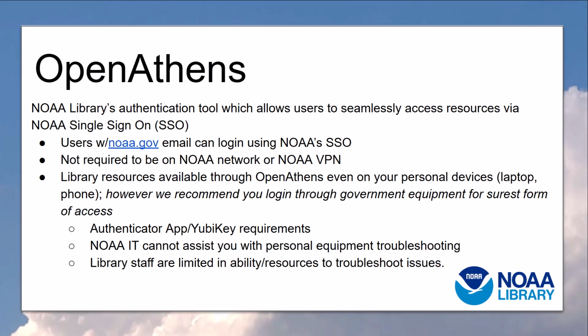OpenAthens is the NOAA Library's authentication tool to allow users to seamlessly access resources via the NOAA single sign-on. So any user who has a NOAA.gov email can log in using NOAA's single sign-on. This means that you are not required to be on a NOAA network or using the NOAA VPN to access library resources. Library resources are also available through OpenAthens on your personal devices, so personal computers, laptops, mobile devices.